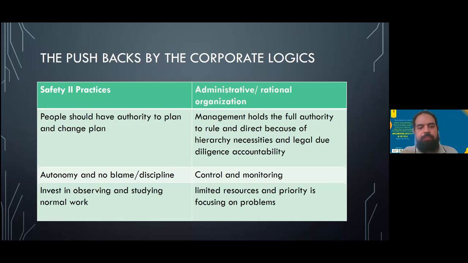Also, Safety 2 is asking us to invest money and effort in observing normal work that is not necessarily problematic. But we have a problem of limited resources. Are we going to spend our resources observing normal work that does not impose any threats, or are we going to focus on the problems? I think problems should be the priority for management. So management naturally will look at the problems first to solve, not go to the normal work and the successes to study more.